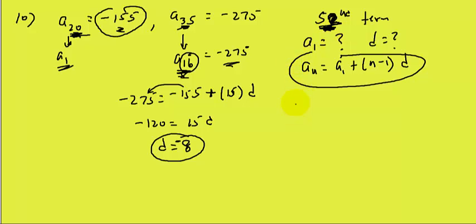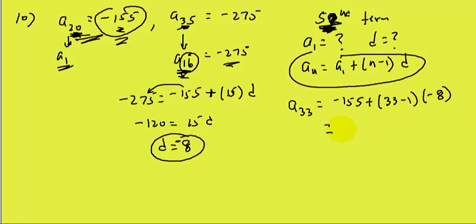So we're finding a sub 33 instead of 52, which is going to turn out to be the same because I'm using this as my starting point. So a sub 33 is going to be negative 155 plus n minus 1, which is 33 minus 1, times the difference, which I found out to be negative 8. Okay, so this would be negative 155 plus 32 times negative 8.